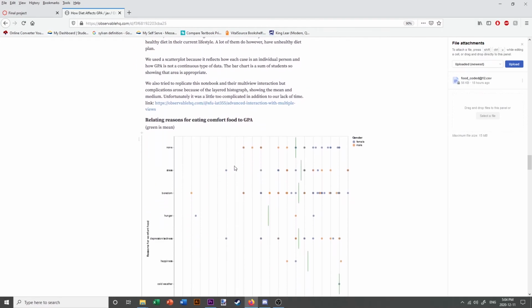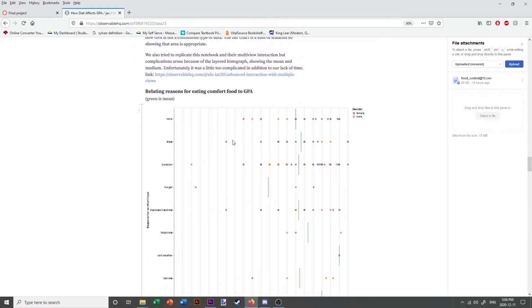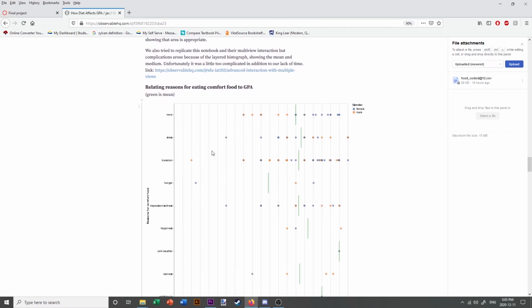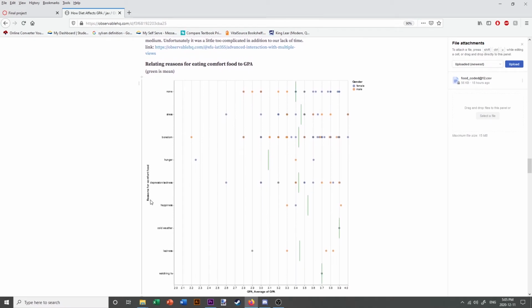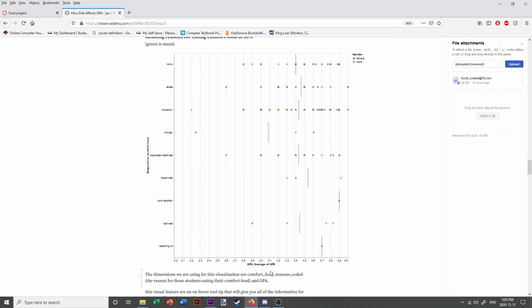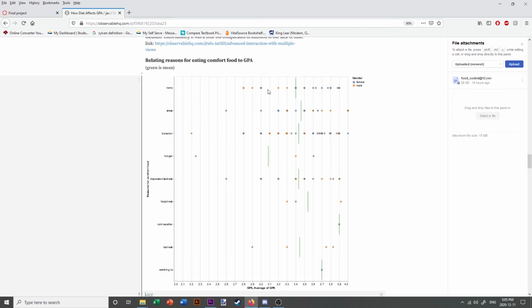And for our last visualization, it is very similar to the above visualization, but instead we are just utilizing a different dimension, which is the reasons behind these students eating their comfort food and how that relates to their GPA. For this visualization, we also implemented the hover tooltip, which also gives you all the data for each specific dot. And for this visualization, we only gave the mean because it was sufficient enough for us to draw conclusions on it. So that's all for our project.